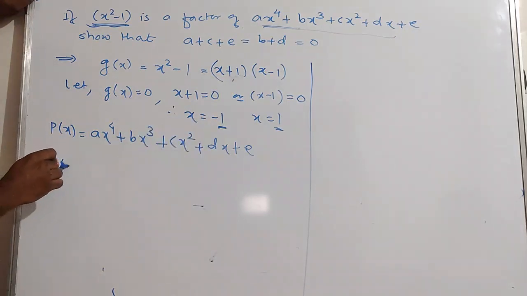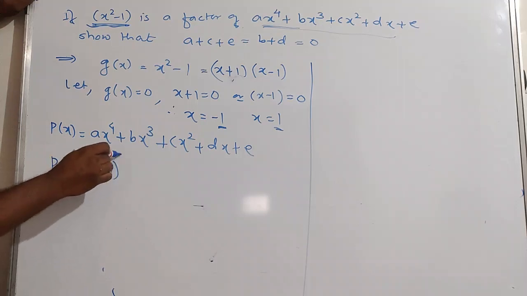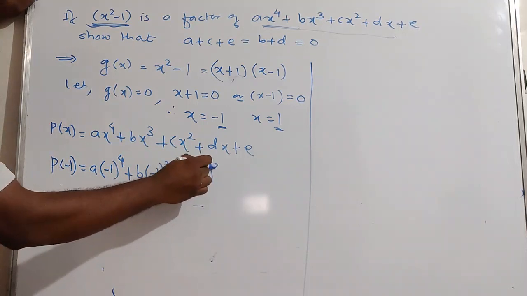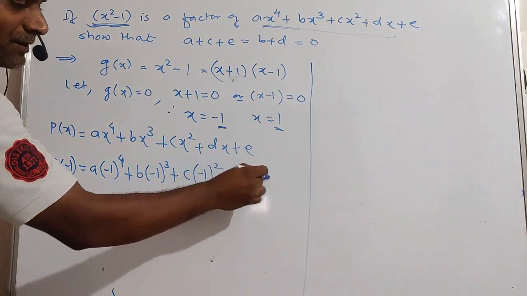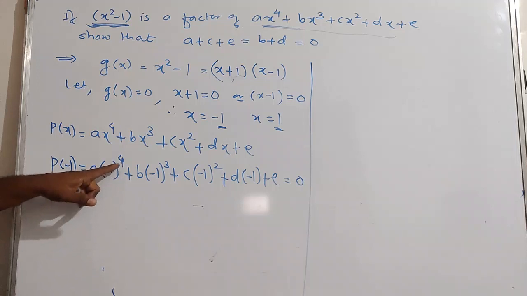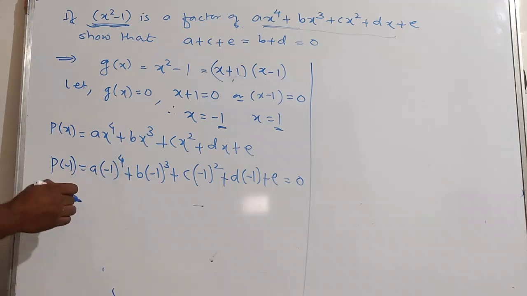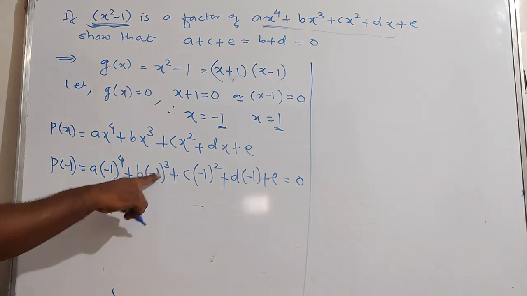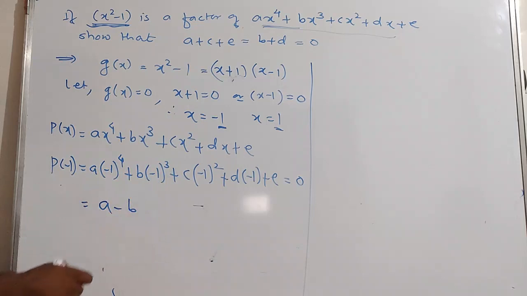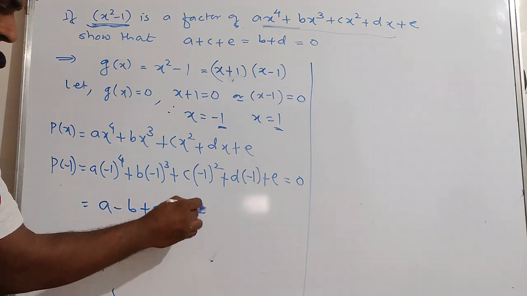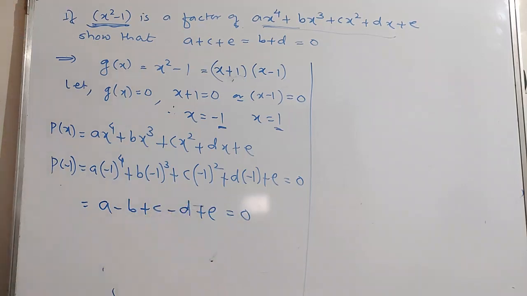So p of minus 1 is equal to a into minus 1 raised to 4, plus b into minus 1 cube, plus c into minus 1 square, plus d into minus 1, plus e is equal to 0. Remainder will be 0 here. Minus 1 raised to an even exponent will be plus, so minus 1 raised to 4 is 1, so a. Here it is an odd exponent, so it will come minus b. Even exponent, it will come plus c. Minus d plus e is equal to 0.